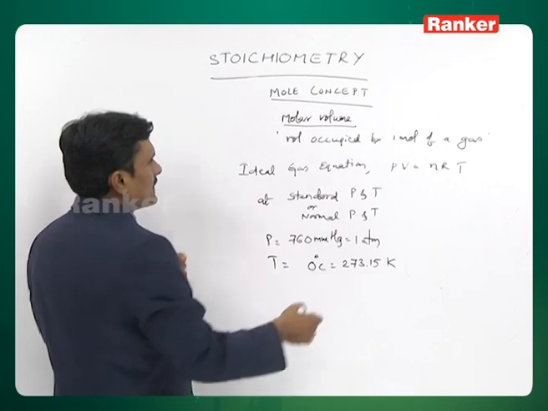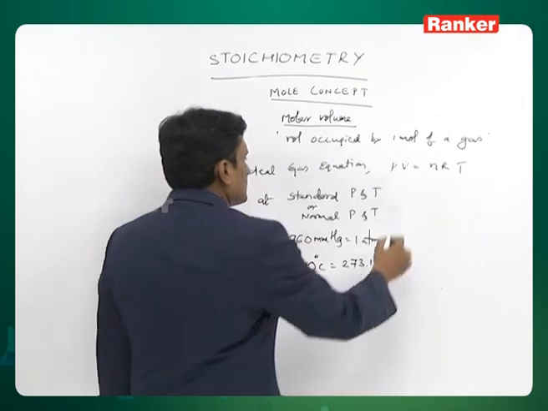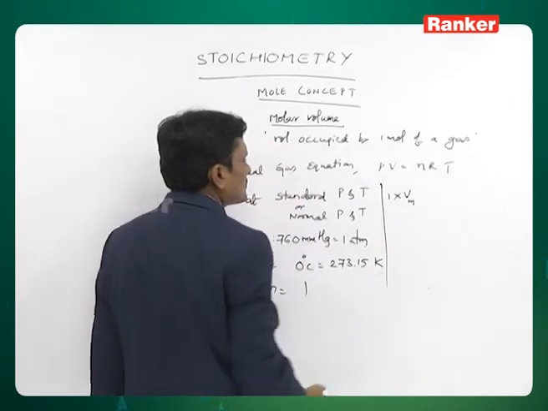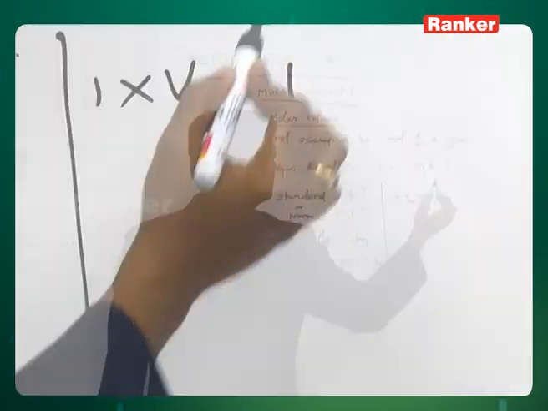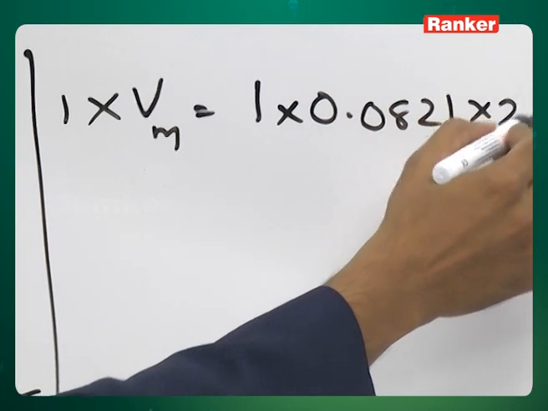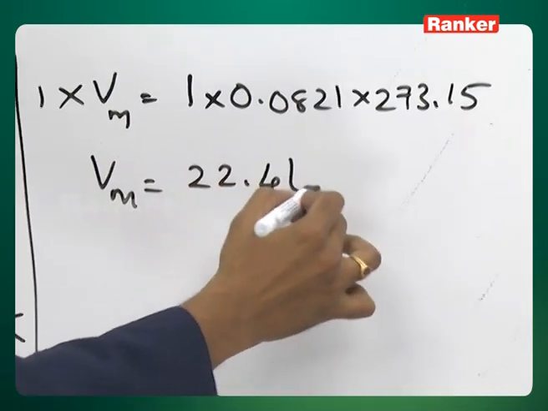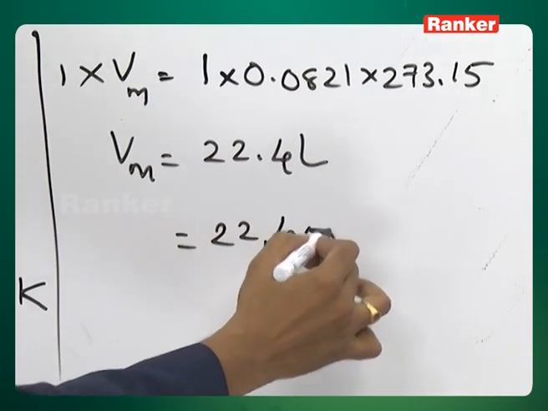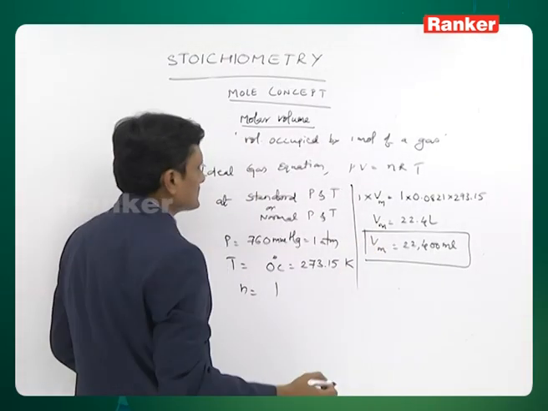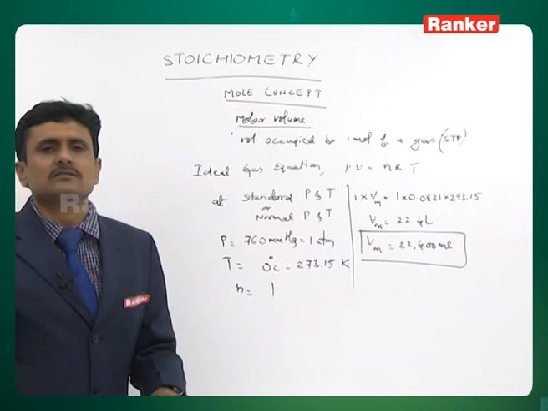Now, for the volume occupied by 1 mole of the gas, when I substitute the value of n as 1, you will see that the pressure and volume we calculate are related to 1 mole of the gas, the molar volume, with moles of the gas taken as 1 and R a constant. When you substitute, you are going to get the molar volume as 22.4 liter or 22,400 milliliter. So, this is the molar volume of the ideal gas calculated under standard temperature and pressure conditions, or STP conditions.